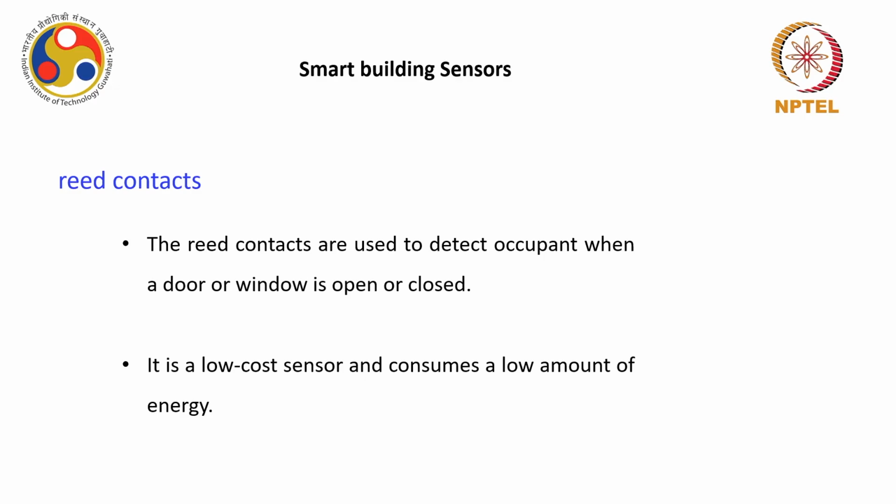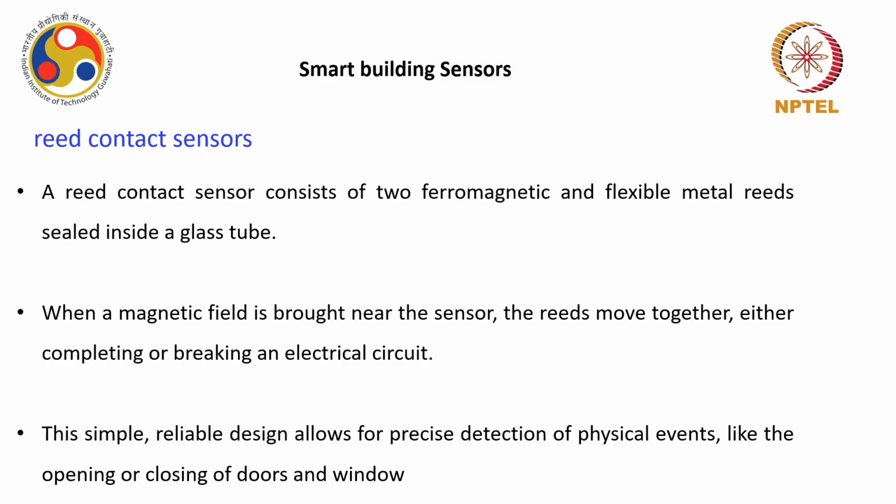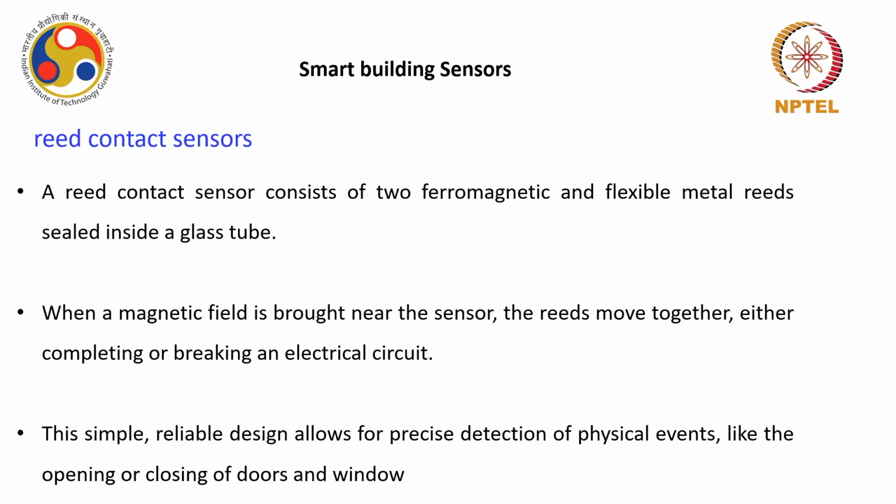Let us talk about reed contact based sensors first. The reed contacts are used to detect occupants when a door or window is open or closed. These are magnetic devices, low cost, and consume very little energy for their operation. A reed contact sensor, as I have mentioned, is a magnetic sensor. It consists of two ferromagnetic and flexible metal reeds which are sealed hermetically inside a glass tube.